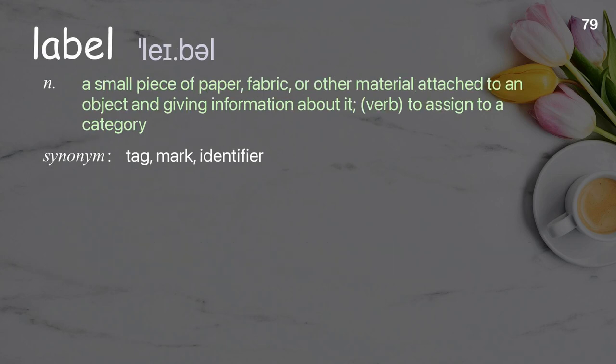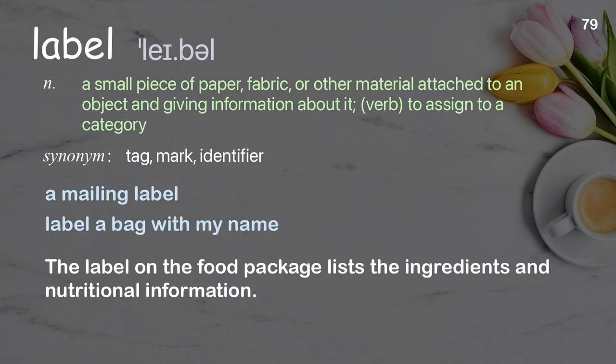Label. A small piece of paper, fabric, or other material attached to an object and giving information about it. Verb, to assign to a category. Examples: a mailing label, label a bag with my name. The label on the food package lists the ingredients and nutritional information.